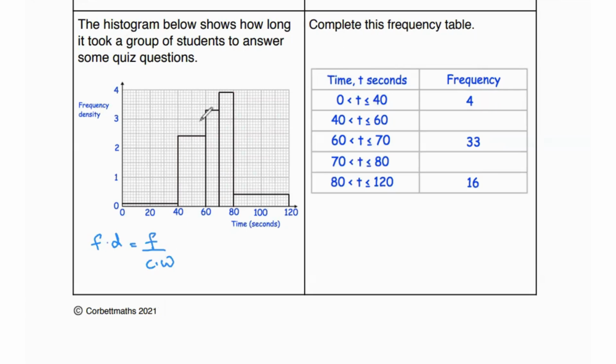So what we can do is, if you look at the 40 to 60 column, the frequency density is 2.4. Then for 70 to 80, it's 3.9. So for the 40 to 60, we'll multiply 2.4 with 20. And that's going to give us 48 as the frequency. And for the 70 to 80, we multiply 3.9 with 10. That's going to give us 39. So that is how you find your frequency from a histogram and class intervals.